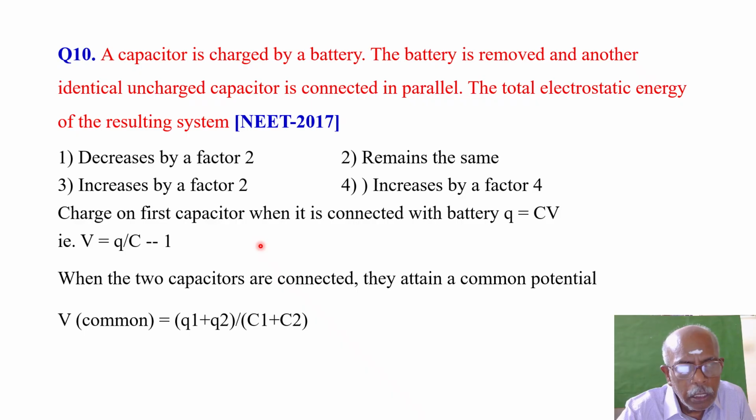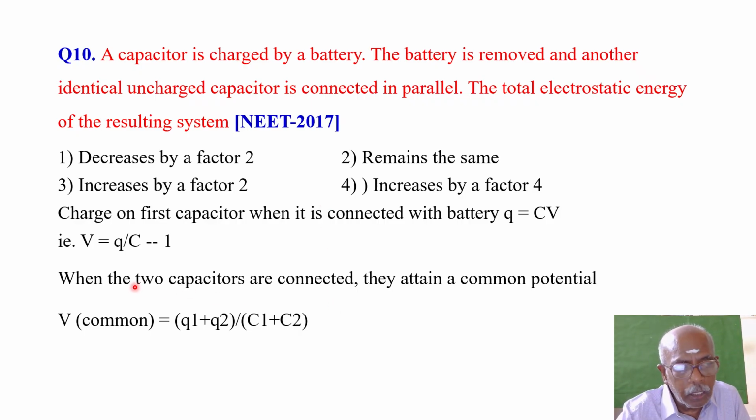So the charge on the first capacitor when it is connected with the battery, let it be Q. Q is equal to CV, this formula that you know. That means V is equal to Q by C. Let it be equation 1. V is the potential of the capacitor, Q by C. When the two capacitors are connected, the battery has been removed. Another uncharged capacitor means its charge is initially 0.